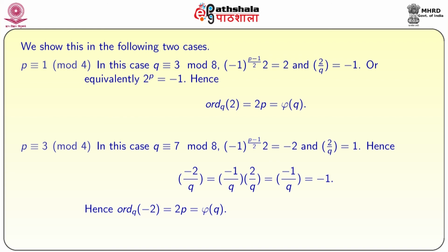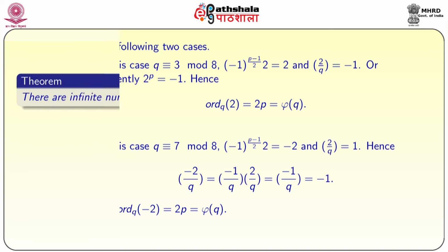Now, we look at the other case, that p is congruent to 3 mod 4. In this case, q is congruent to 7 mod 8. So, (minus 1) to the power (p minus 1)/2 times 2 is equal to minus 2, and (2/q) is equal to 1, as q is congruent to 7 mod 8. So, 2 is a quadratic residue modulo q. Hence, (minus 2/q) is equal to (minus 1/q) times (2/q), which is the same as (minus 1/q), which is equal to minus 1. So, hence the order of minus 2 is also 2p, or phi of q.